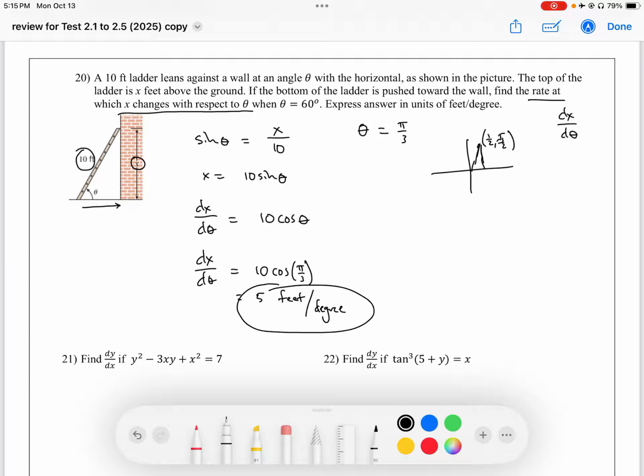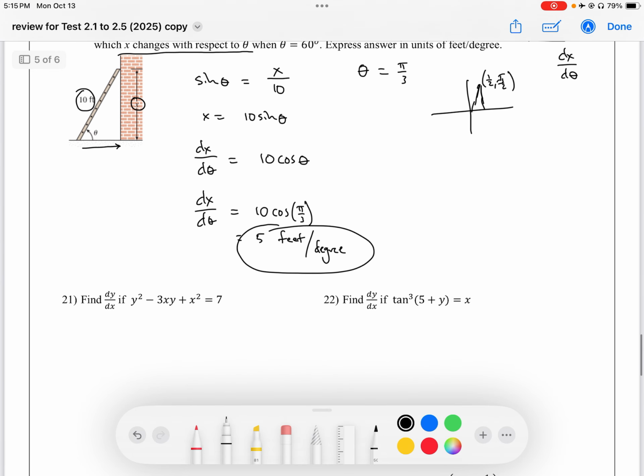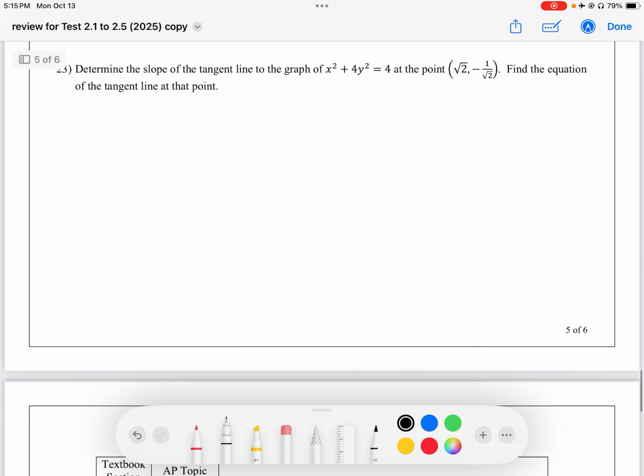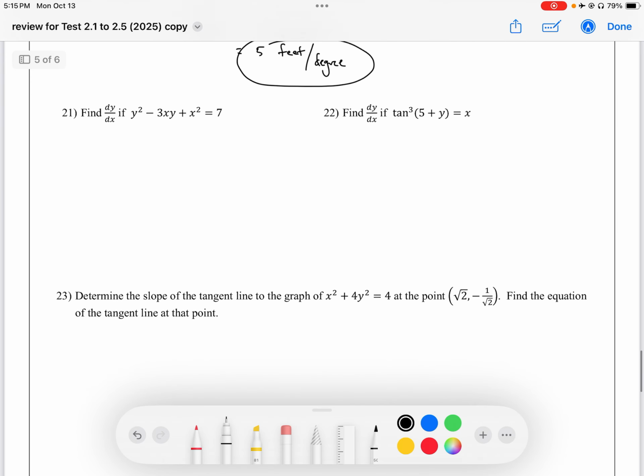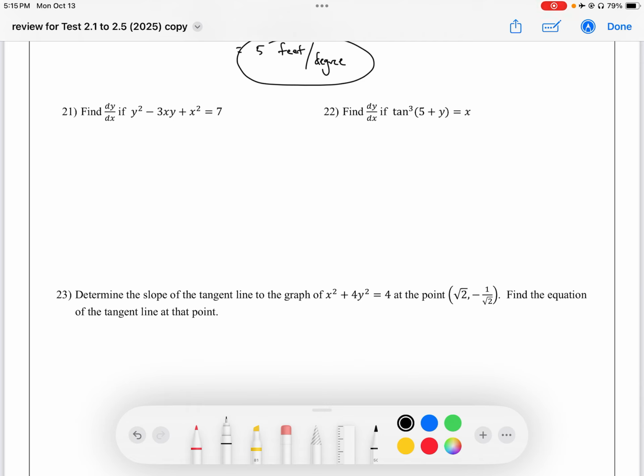Now I will say it doesn't make a whole lot of sense because it's not actually going to go up 5 feet, but if you did a tiny fraction of a degree, then it could go up by a tiny fraction of 5, and that would be okay. Okay, finally, we've got some implicit differentiation, and then I'll be done.